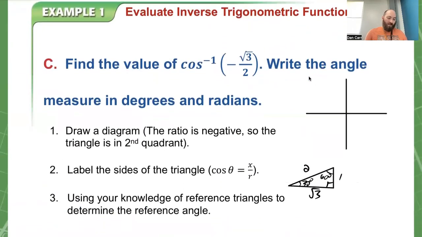Cosine. Find the value of inverse cosine of negative root 3 over 2. Since we are negative, cosine is negative in the second quadrant. So that's what we're going to look at on here. Cosine is written as x over r. So that means x is going to be negative root 3, r is going to be 2. So in the x direction, I have something kind of like this. Okay, I'm going to have root 3, I'm going to have 2 right here.